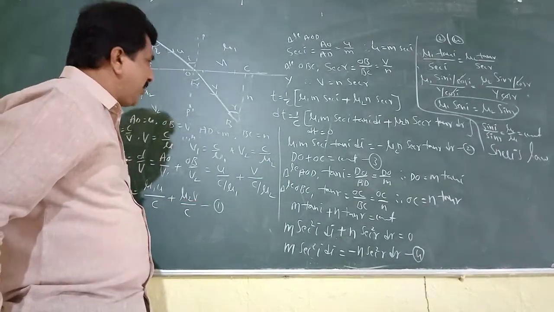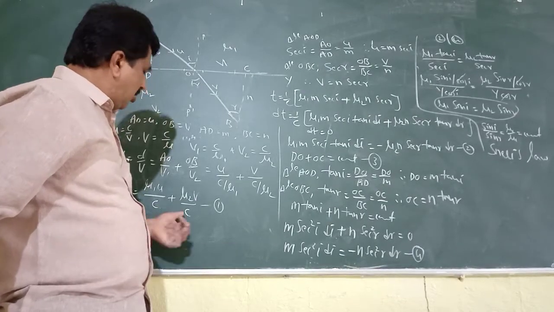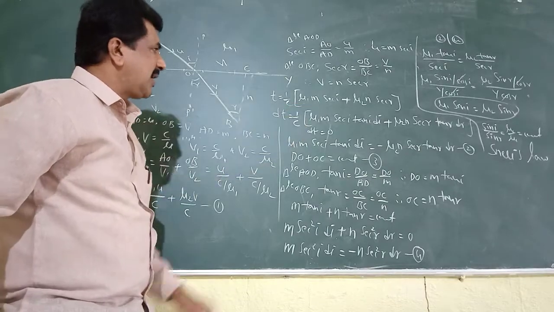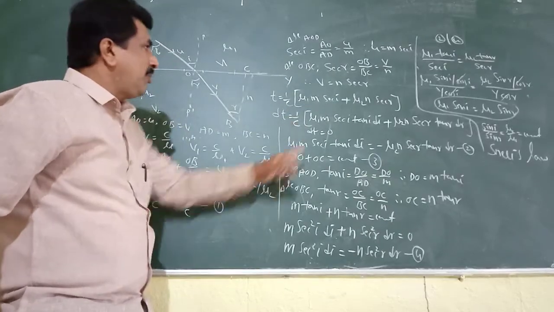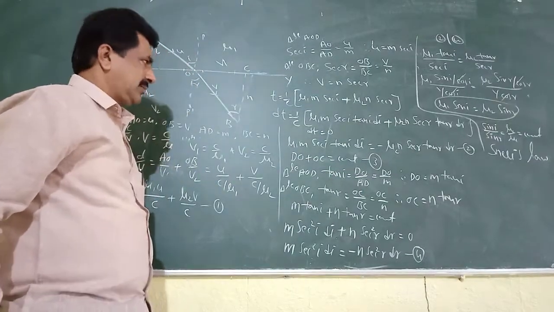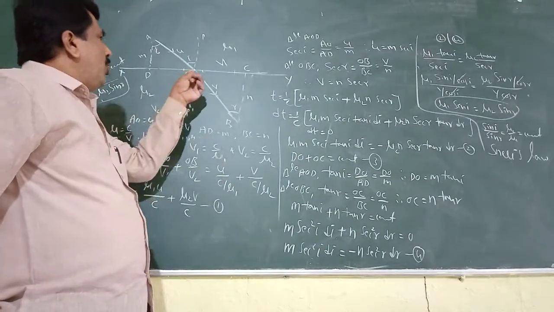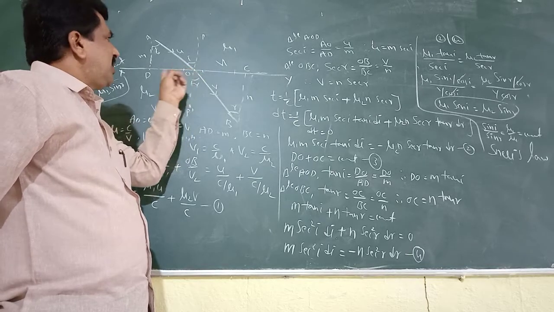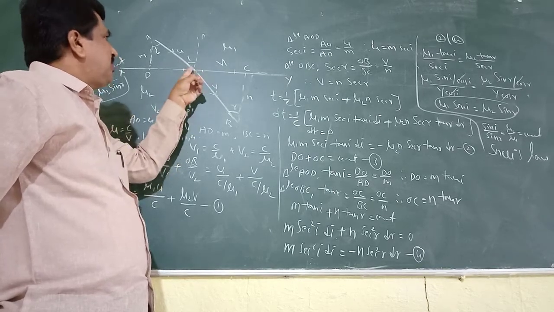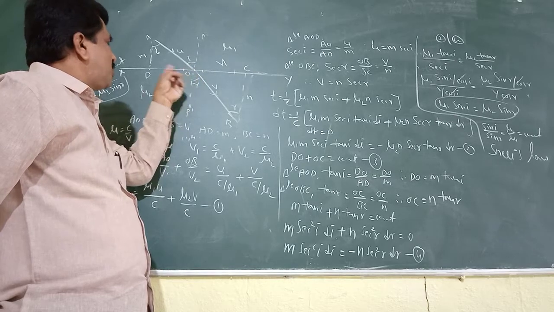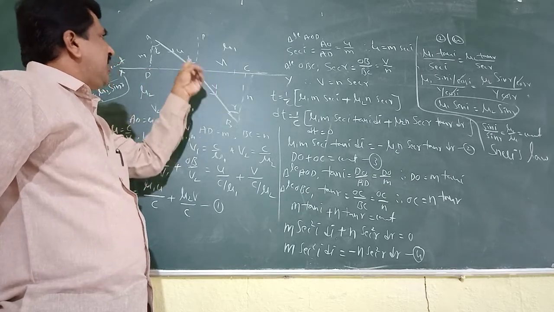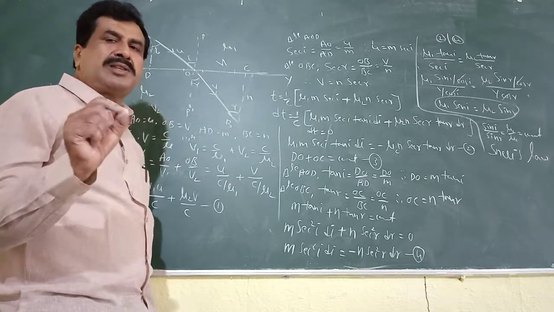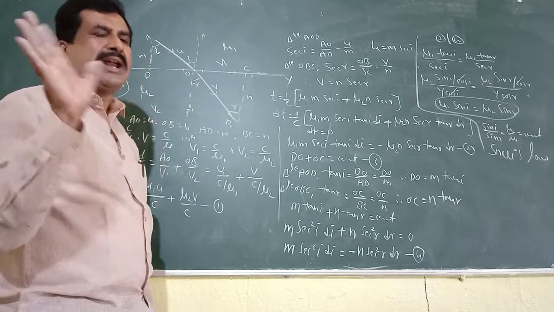So this equation 1 becomes t is equal to, taking the common 1 by c, into mu1 m sec I plus mu2 n sec r. Here O is the position of incident light. If the position of O is shifted towards D or towards C, then I and R vary slightly. The angle of incidence and angle of refraction vary slightly.